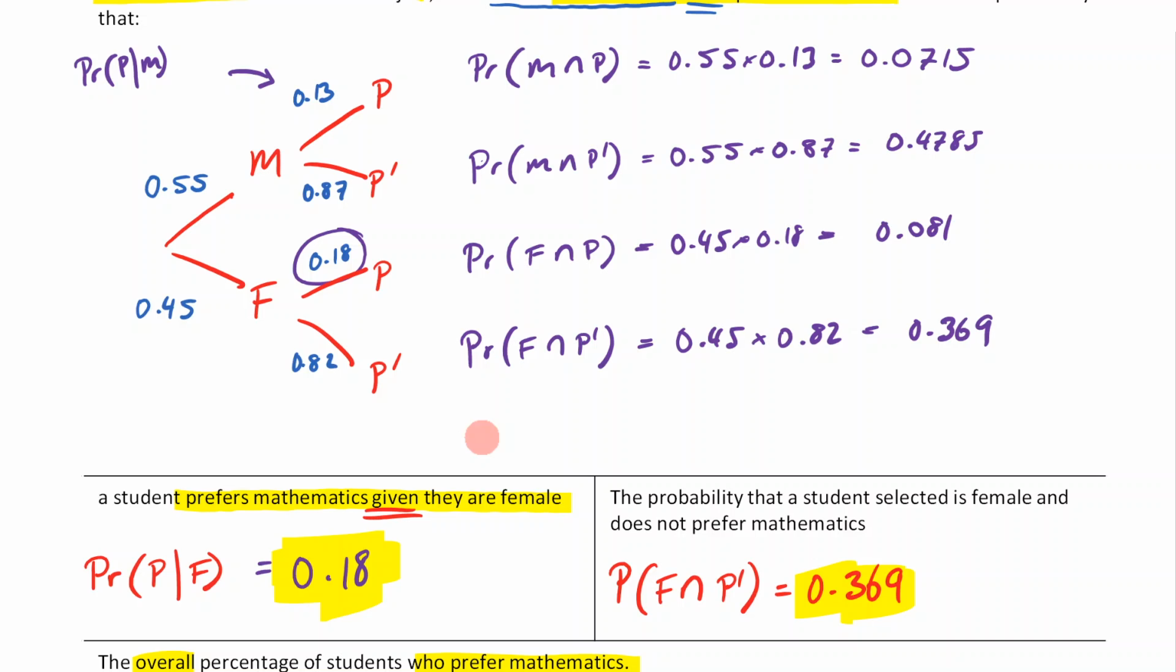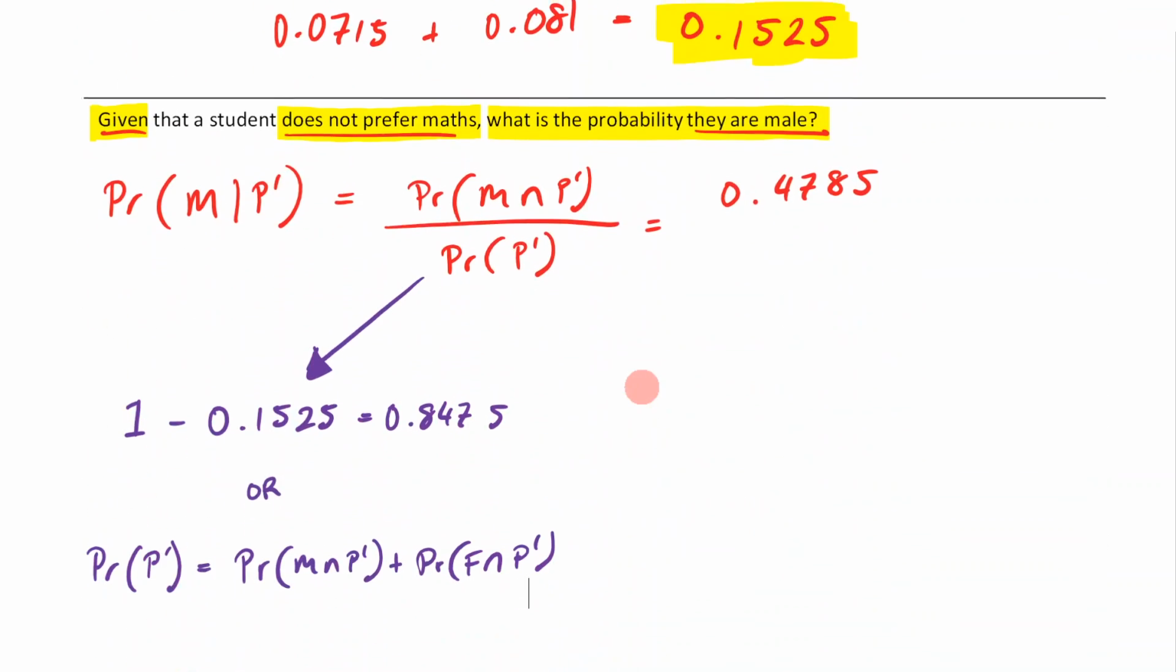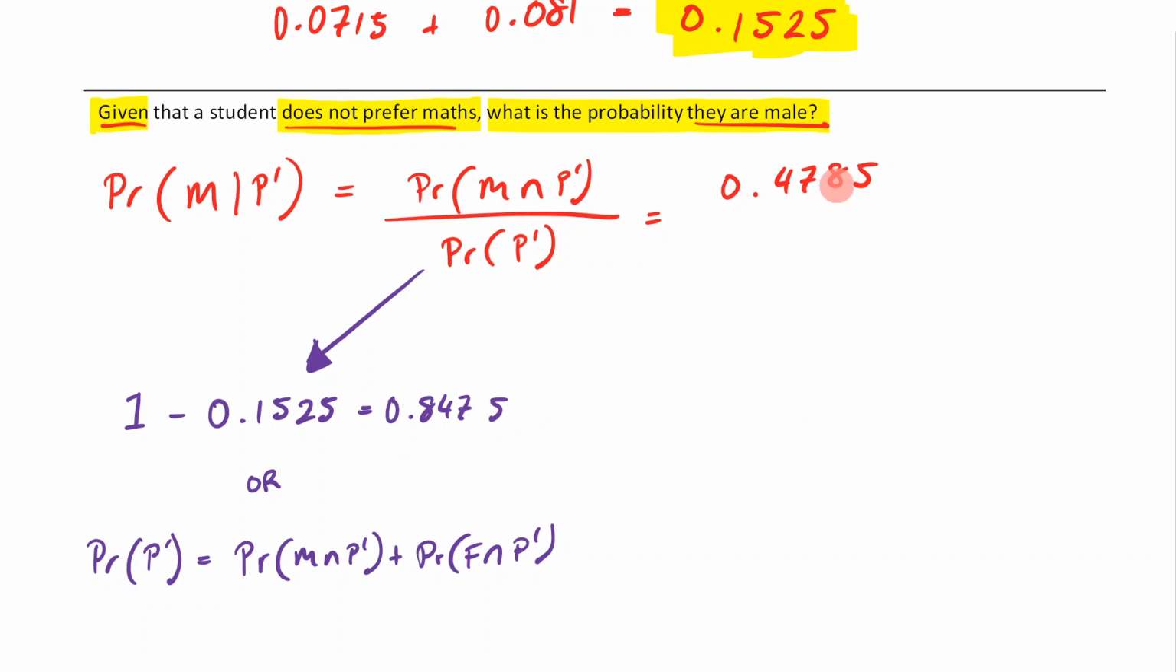So sure enough, if you were to come up here, and let me just grab my calculator. If we were to add this one together, so 0.369 plus this one and this one, 0.4785, we would get 0.8475. So these numbers, they look very similar, but the numbers are rearranged. But yes, that is correct.